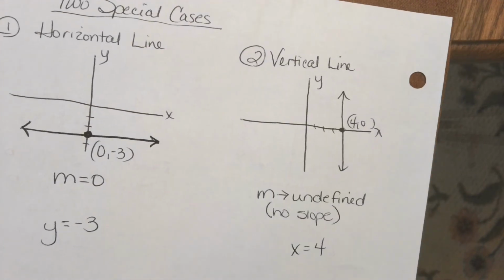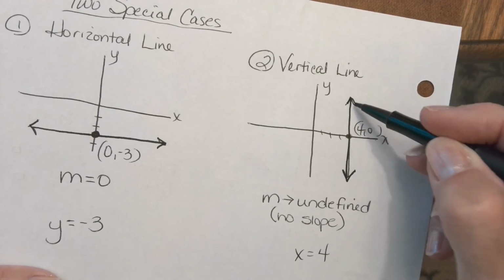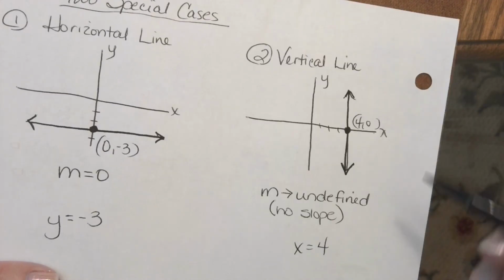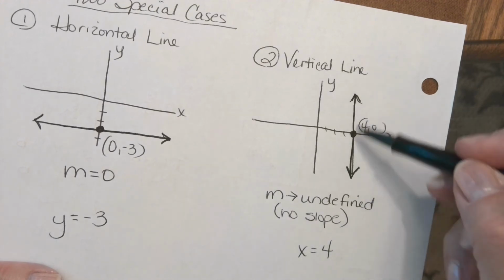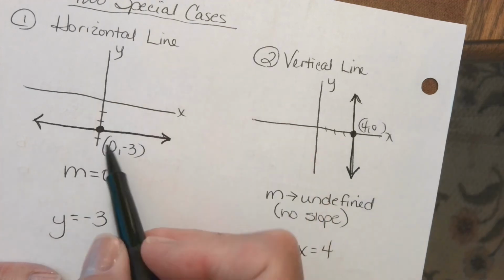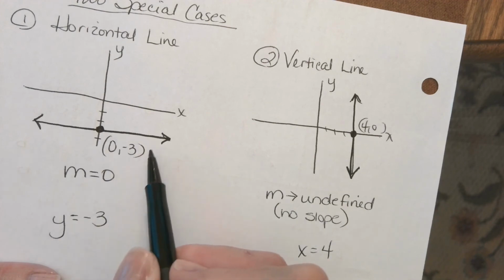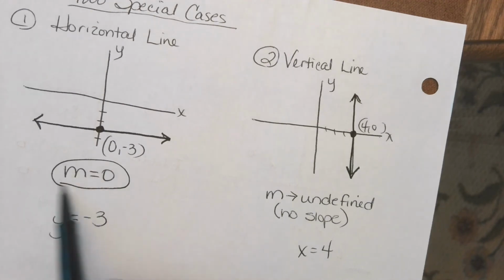Then for a vertical line, it's only going to touch just the x-axis. And wherever it touches the x-axis, the equation of that line will be x equals that number. So vertical touches the x-axis, the equation is x equals the number. Horizontal touches the y-axis, the equation is y equals that number. I already covered the fact that on a horizontal line, the slope is 0.